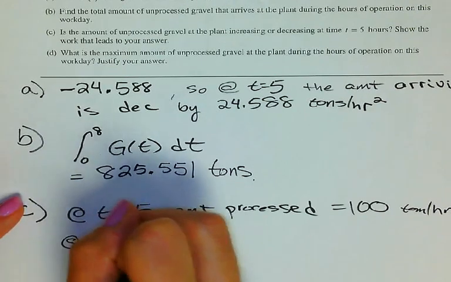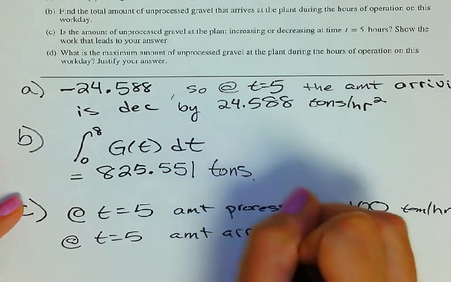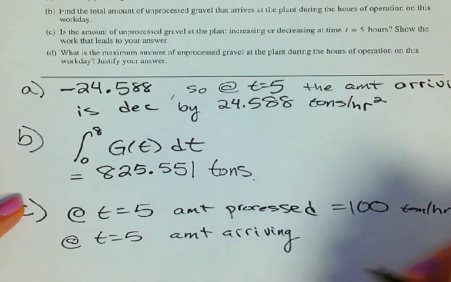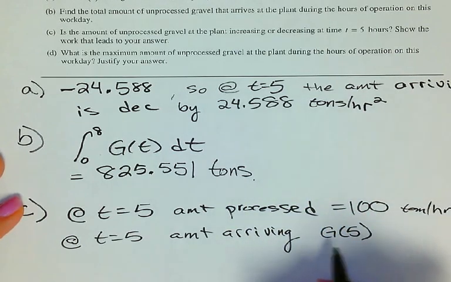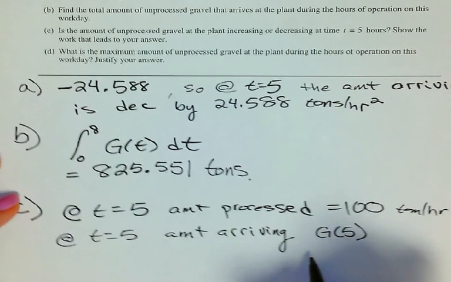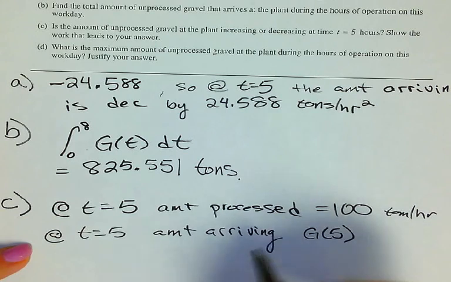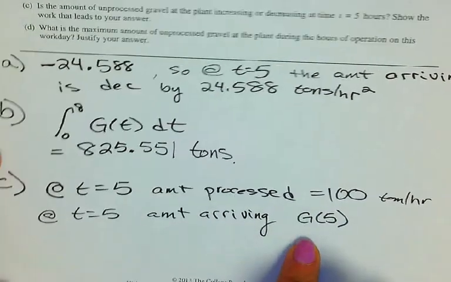Then also at time 5, the amount arriving is going to be given to us by G of 5. Notice that what they gave us was the amount arriving. That G of T was for how much is arriving. So what I want to do here is compare. Is my pile overall getting bigger or smaller? Is the amount being processed bigger or less than the amount arriving? So I have to figure out what G of 5 is.